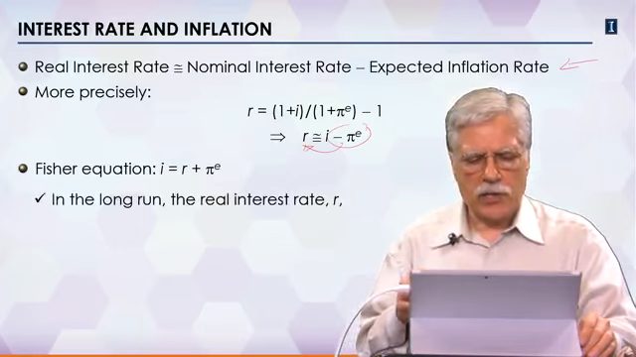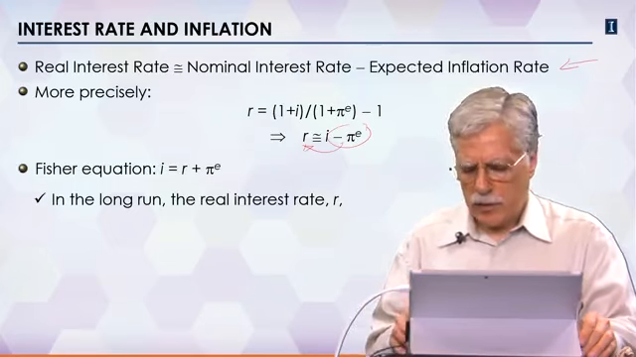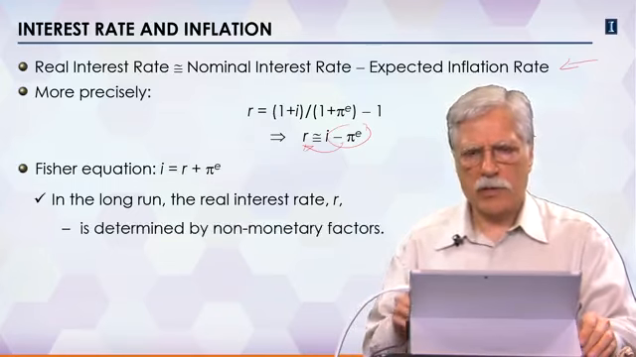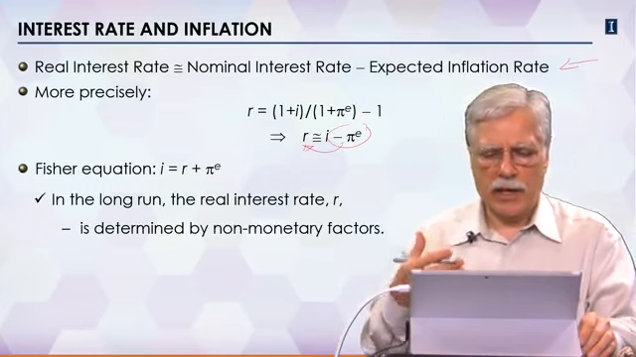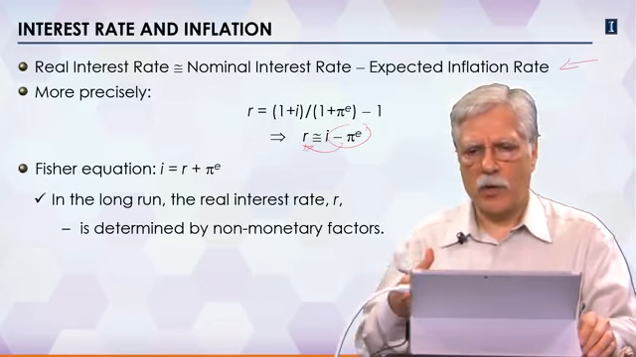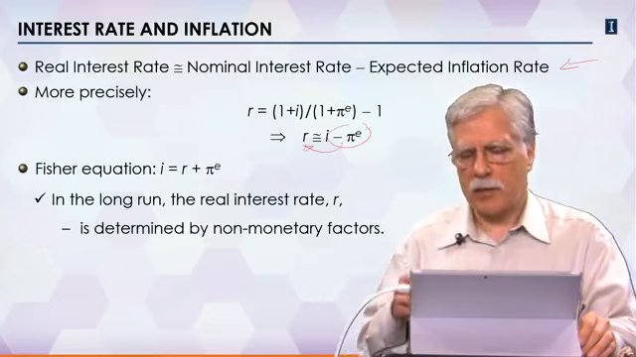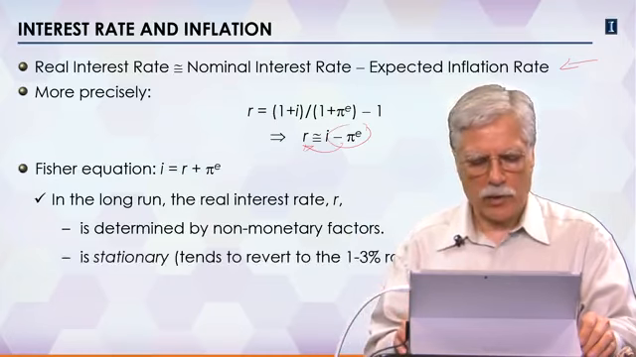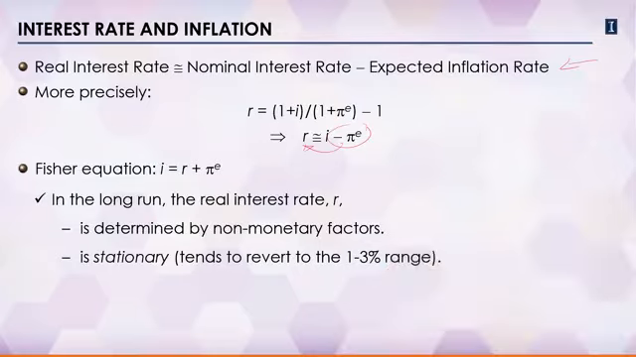Fisher interpreted this relationship as a long-run relationship and argued that real interest rate R in the long run is determined by non-monetary factors. Real interest rate that people are willing to lend at or to borrow at is determined in the long run by preferences people have over consuming now versus consuming in the future, not necessarily by money supply, money demand in the short run. So in the language of economists, R, real interest rate, is stationary, meaning that it reverts to some level, usually between 1 to 3%.